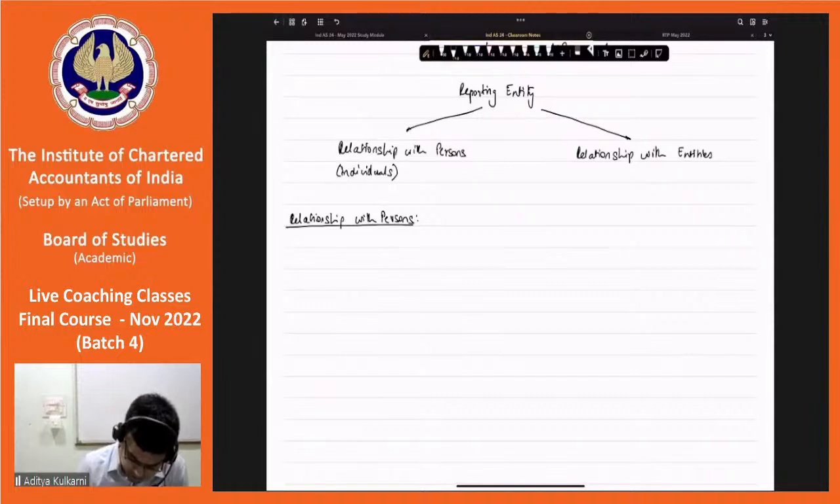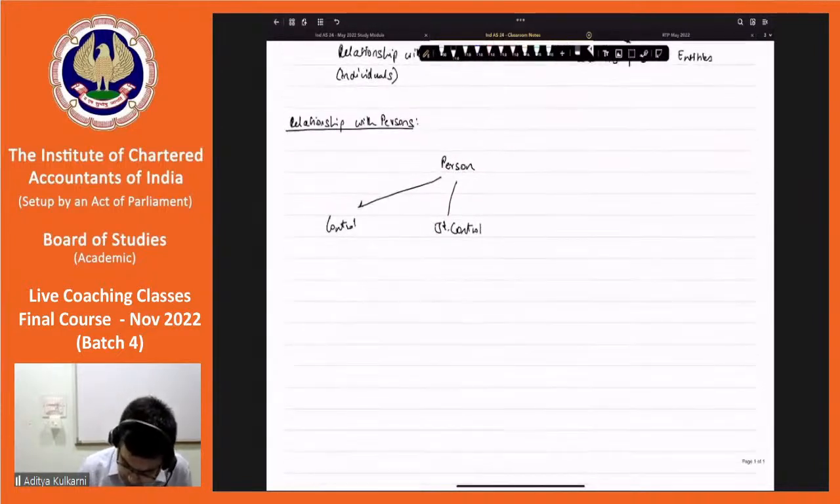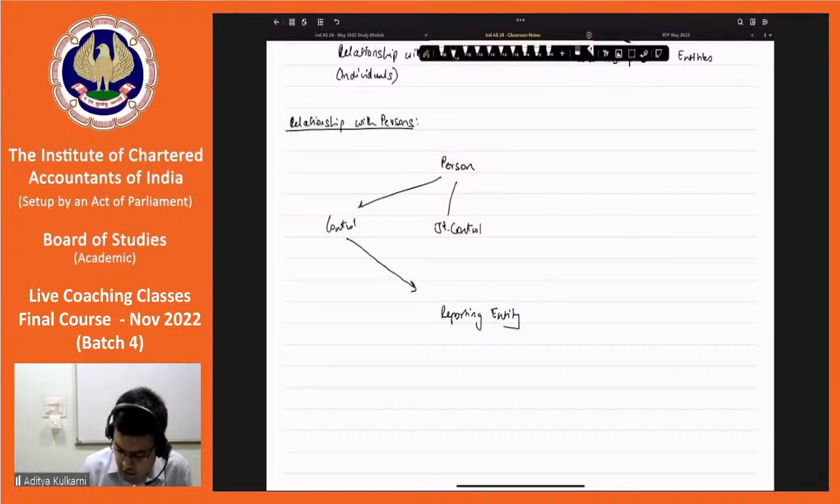There is a person. This person should have control or he should have joint control. Over whom? Over the reporting entity. He should have control or joint control over the reporting entity. Okay, so this is the first part that he is saying.